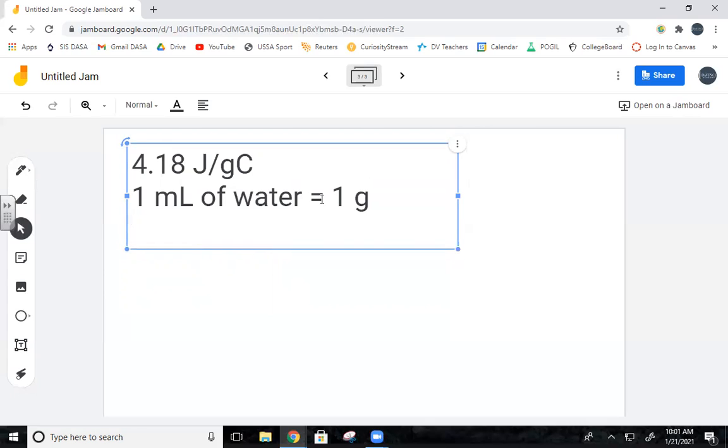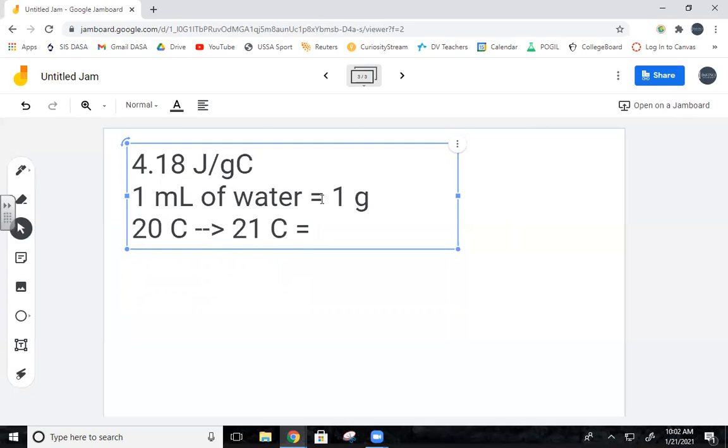So if we want to increase the temperature of this 1 milliliter of water, how many joules do we need to add into the water if we want to increase it? Let's say that it's at nice room temperature, 20 degrees C. If we want to get it to 21 C, how many joules do we need to add?